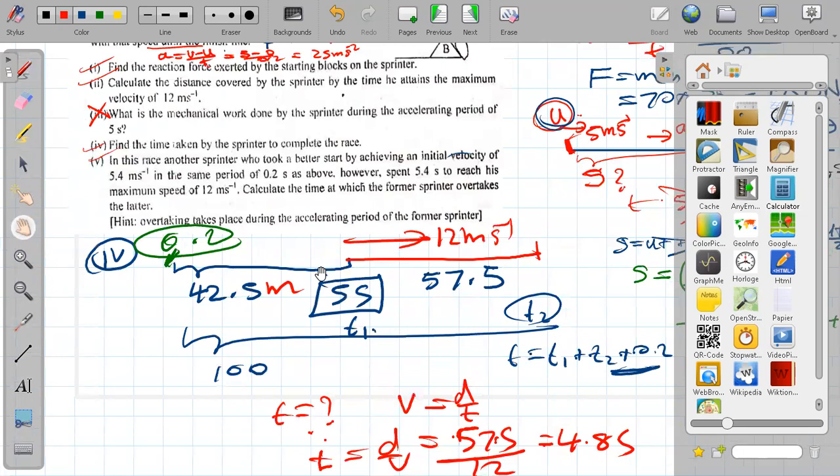Now in the race, another sprinter who took the better start by achieving initial velocity of 5 m s^-1 in the same period of 0.2 as above. However, he spent 5.4 seconds to reach his speed of 12 m s^-1. Calculate the time at which the former sprinter overtakes the later. Right. Former sprinter means the first guy. Later means the second mentioned guy.